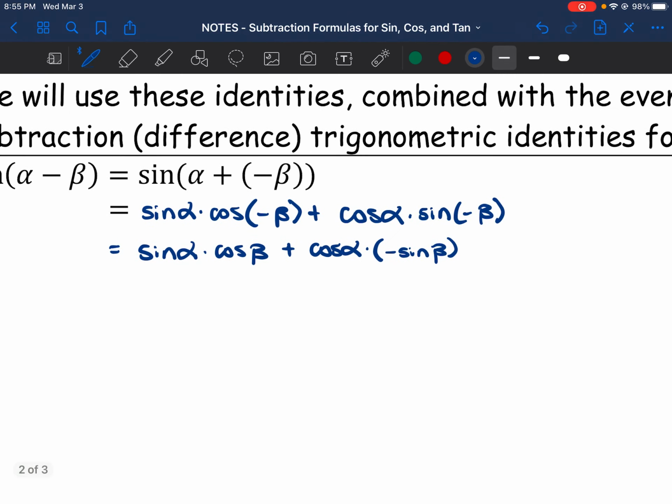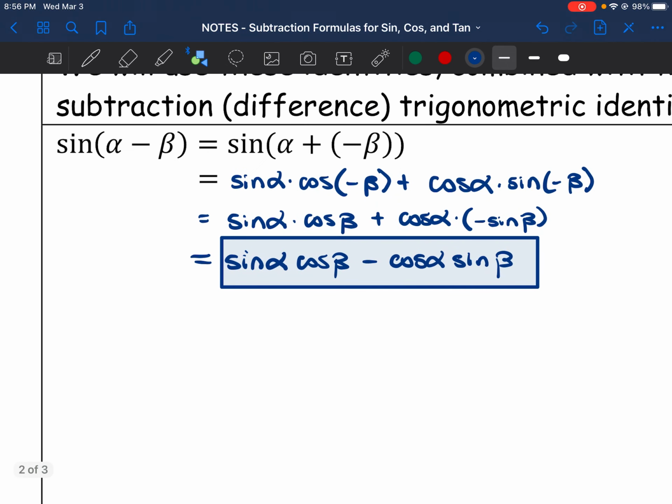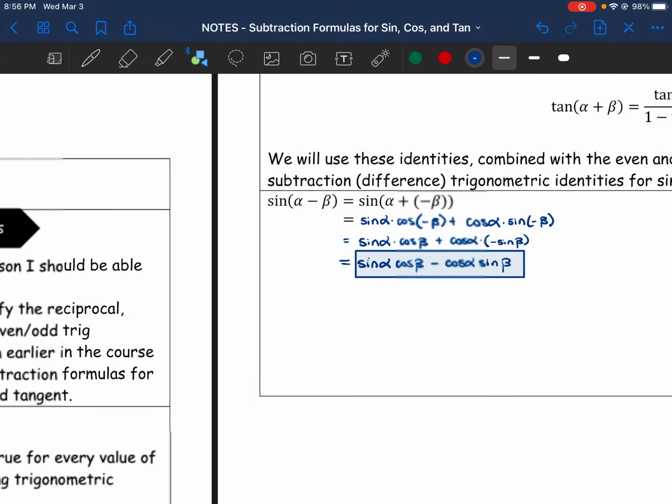Okay? Well, continuing to simplify, we have sine of alpha cosine of beta. This negative sign right here is going to turn the addition sign into subtraction, so minus cosine alpha sine of beta. And this is the subtraction formula, or the difference formula, for sine. So the sine of alpha minus beta is equal to the sine of alpha cosine of beta minus the cosine of alpha times the sine of beta.